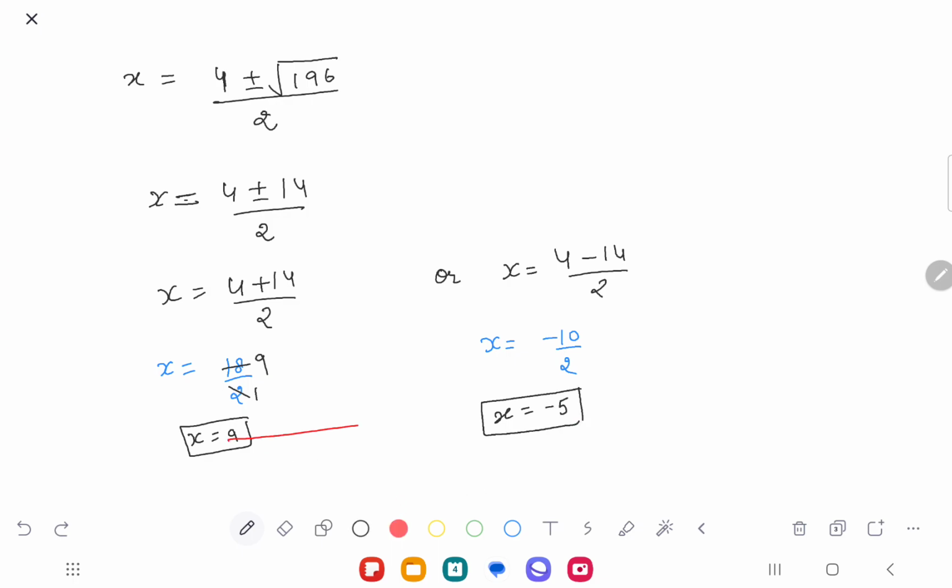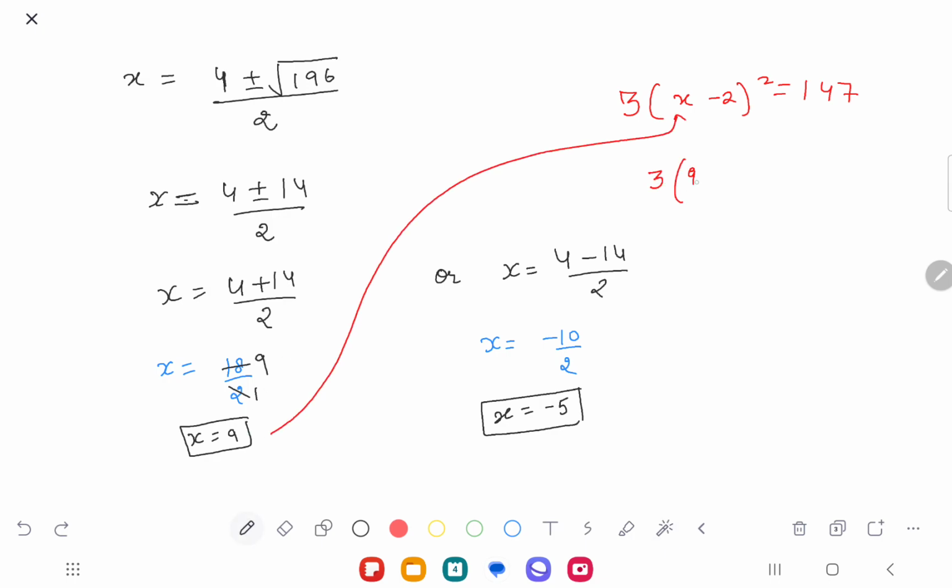So two answers to this quadratic equation that I had. And what was my quadratic equation? 3 times (x minus 2) whole square shall be 147. So if you want, you can put in the value here and you will see the answer. You will have right here, if you put 9 here.